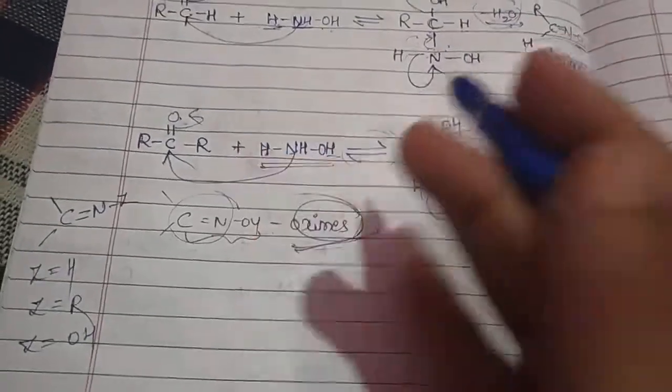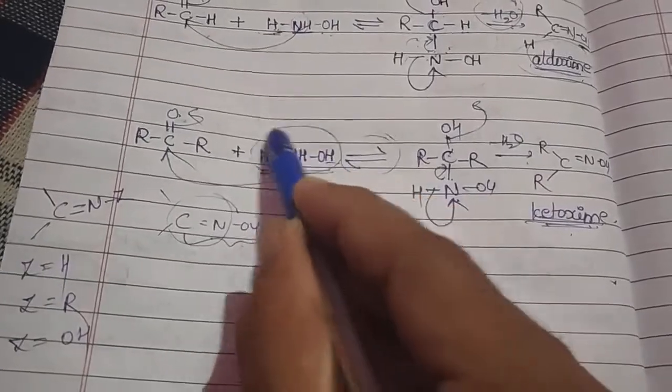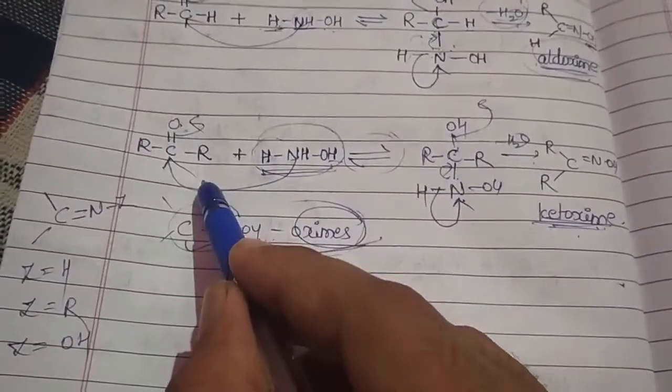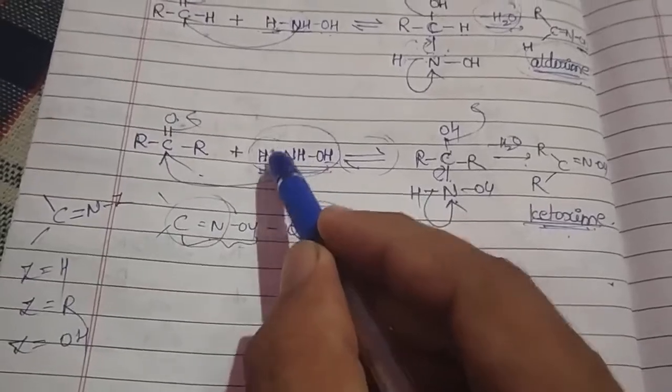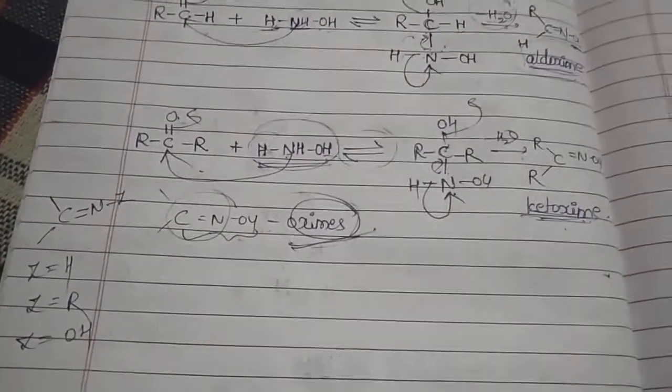Whenever we are talking about the derivatives, just remember to write the derivative in this format itself. Take out one hydrogen which is bonded with the nitrogen. So it will be easy for us to write our reaction, proceed, and get our final product.